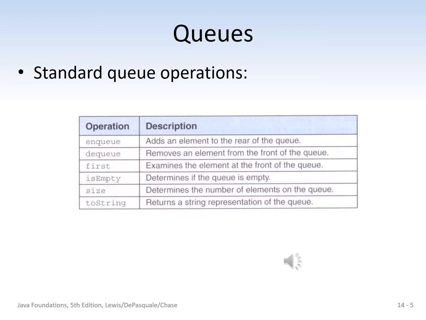So enqueue is comparable to push. Dequeue is comparable to pop. First is comparable to peek for the stack, obviously.